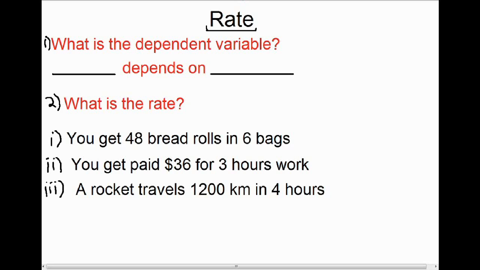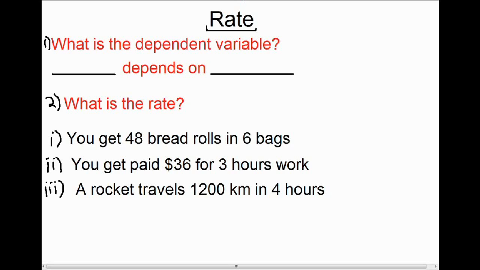So the first one, you get 48 bread rolls in 6 bags. So our 2 pieces of information here are the number of bread rolls and the number of bags. You have to figure out which is the dependent and which is the independent variable. For the second one, you get paid $36 for 3 hours of work. So your amount of pay and the amount of time are the 2 variables there. And the third one, a rocket travels 1,200 kilometers in 4 hours. The 2 variables there are distance and time.